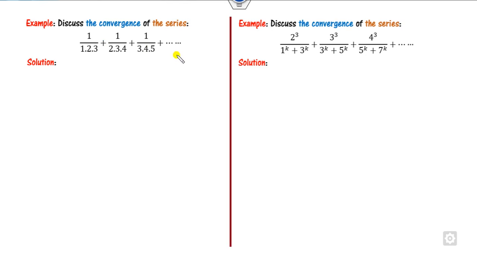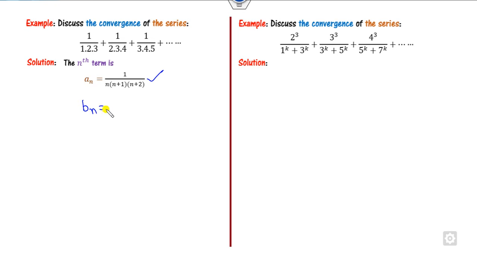Look at this one. Here you can see the nth term is not given to you. But how can you find this an firstly? So you can see this is 1, this is 1, 2, 3. It's 2, 3, 4. It's the second term. It starts from n, then n plus 1, then n plus 2. This is the nth term of the series.